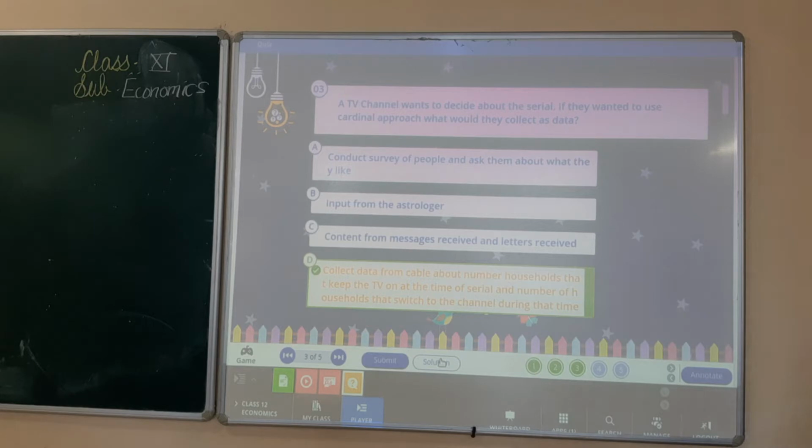Okay, so as the question says, a TV channel wants to decide about the serial. If they want to use the cardinal approach, what would they collect as data? So basically cardinal is what? That which can be expressed in numbers. So which example expresses numbers, that we have to choose. So it is saying collect data from the cable about the number of households that keep the TV on at the time of the serial and the number of households that switch to the channel during that time. So numbers are expressed with the cardinal approach. That is why we have selected this option.